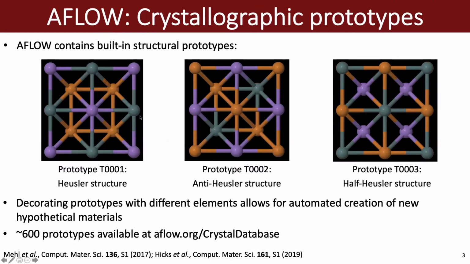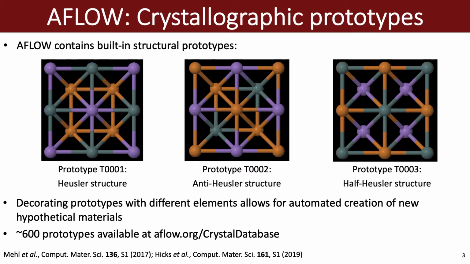And so AFLOW has built-in structural prototypes within our software. So for example, we did see a few yesterday when we were actually creating some of the AFLOW-in files. So we saw that we had the Heusler structure. We also have the anti-Heusler, half-Heusler. And the idea here is that we have these backbone structures, so they don't have any elements on them yet. And then we go to the periodic table and we put different species on these different sites, or these different elements. And then we can create new hypothetical materials.